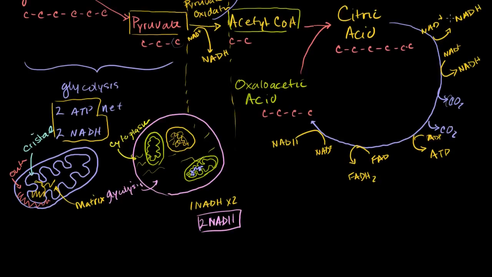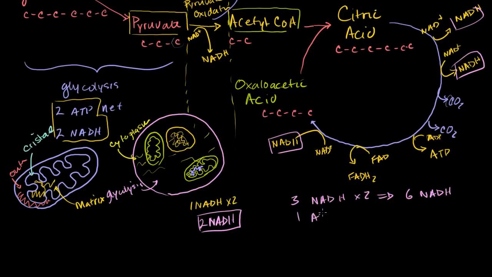And then when we look at this side, the formal Krebs cycle, what do we get? We have how many NADHs? 1, 2, 3 NADHs. So 3 NADHs times 2, because we're going to perform this cycle for each of the pyruvates produced from glycolysis. So that gives us 6 NADHs. We have 1 ATP per turn of the cycle. This is going to happen twice, once for each pyruvic acid. So we get 2 ATPs.